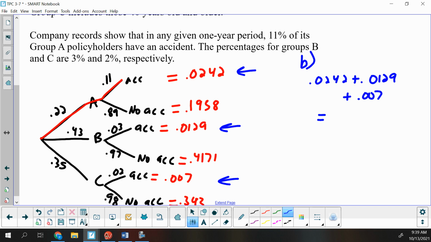When we add those up, we get 0.0441. If it just asked for the probability, we could leave it like that, because probability could be a decimal, a fraction, or a percent, but they specifically asked us to switch it to a percent. So we've got to move our decimal over 2 spots, so that's 4.41%.